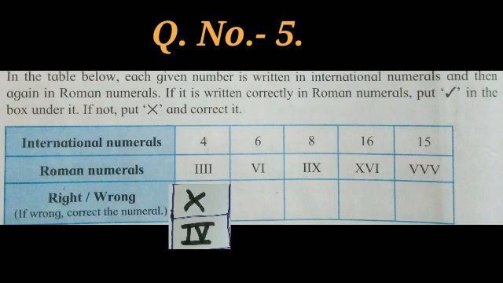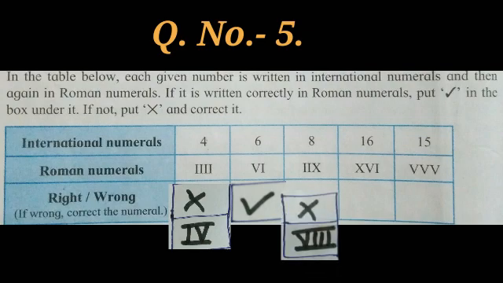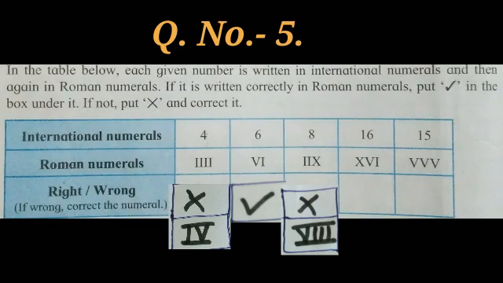Next number is 6, and below that the Roman symbol V and I is given. It means 6, so it is right. Another one is 8, and for 8 they have given the Roman symbol IIX, which is also wrong because we write 8 as V and triple I, so it's wrong. Next number is 16, that is X, V and I, so it is a right one, so you have to put the right mark. The last one you have to solve on your own.